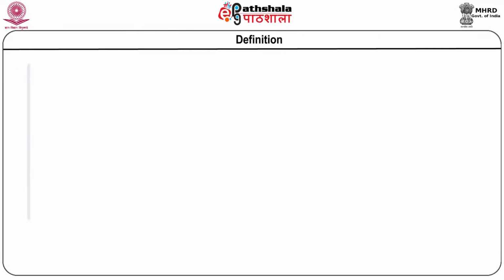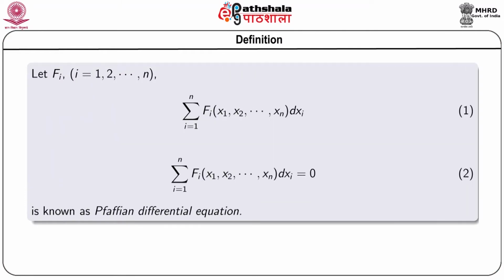So, let us go to the first slide of module 3 of chapter 1. First of all, I am defining the Pfaffian differential equation in this first slide. In equation 1, the sum of fi dxi is called the Pfaffian differential, and the equation sum of fi dxi equals 0 is called a Pfaffian differential equation. Here fi is a function of n variables x1, x2, ..., xn.